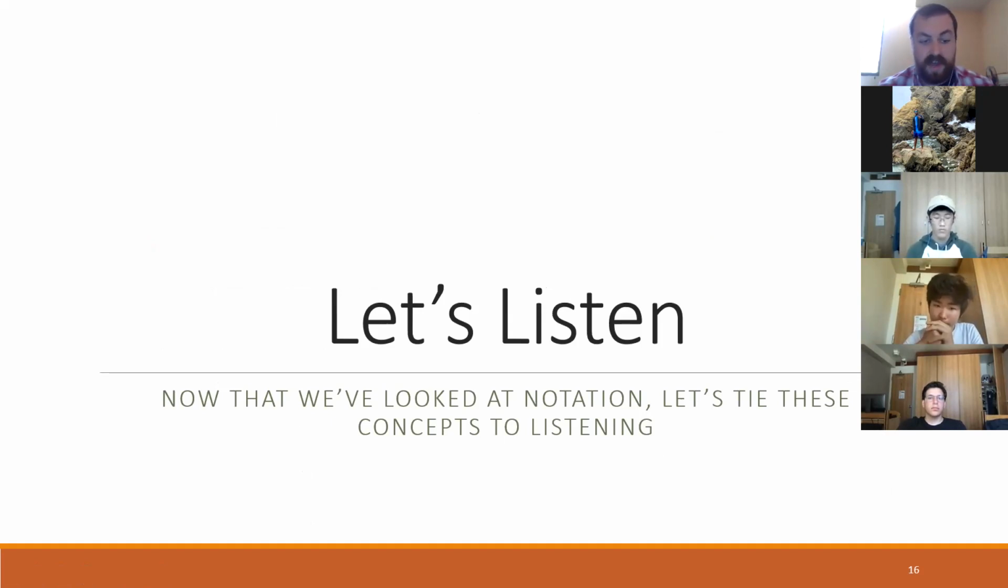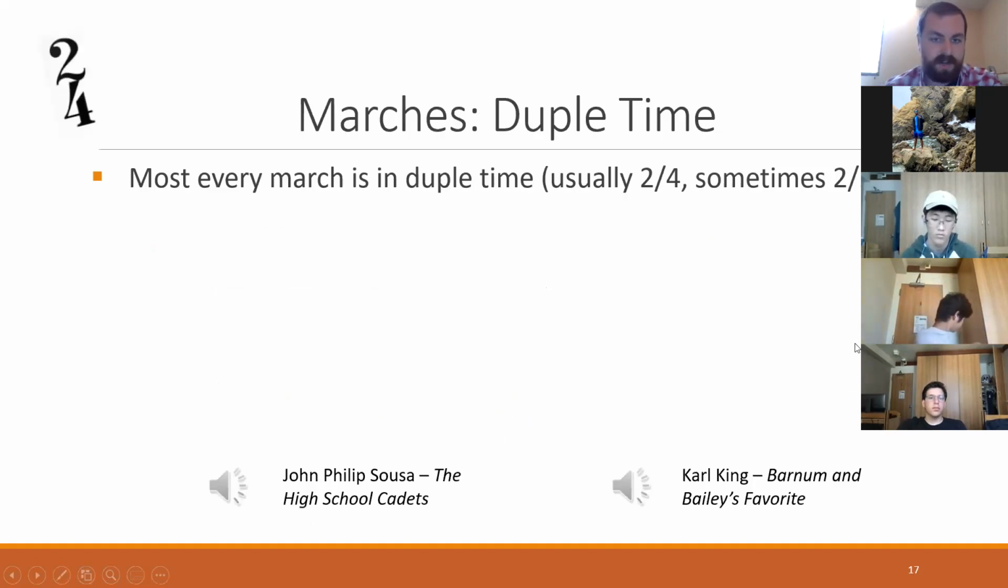And sometimes genres have specific requirements for what the meter should be. For instance, marches are often in duple time. Almost every march is in duple time. You can think of parade marches, military marches, anything that would be a march. Usually 2/4, but sometimes in cut time and 2/2 as well.